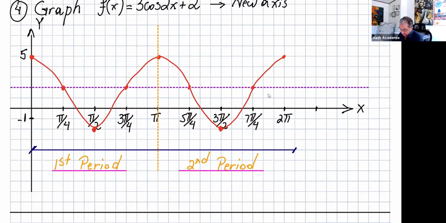Then we have the second period, so we continue. We come back to the axis, then go down and come back to the axis and go up again. So basically, I put the periods for you. That's the first period and that's the second period. And the graphs look exactly the same. So basically, once you know one period, then you can keep going. If there are more periods, this graph would continue.